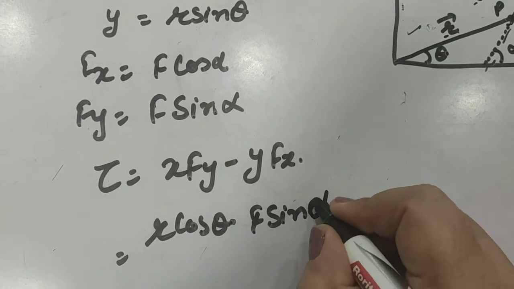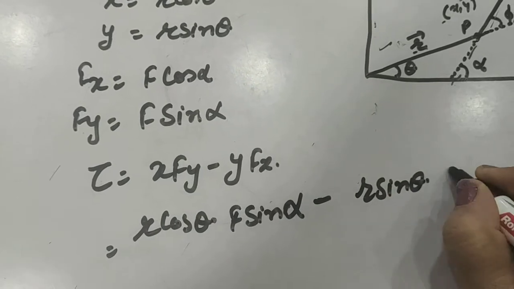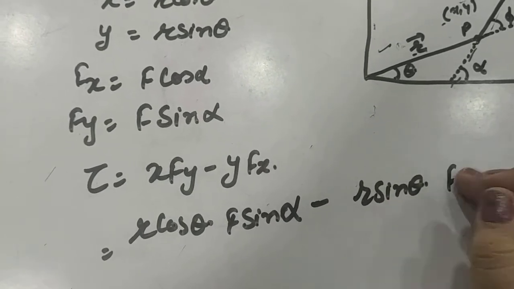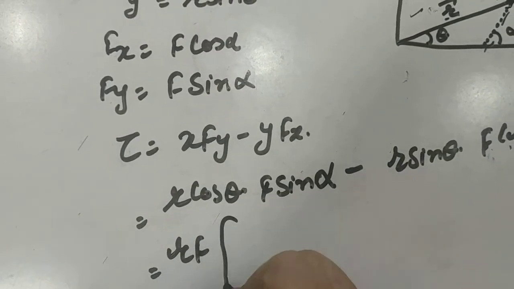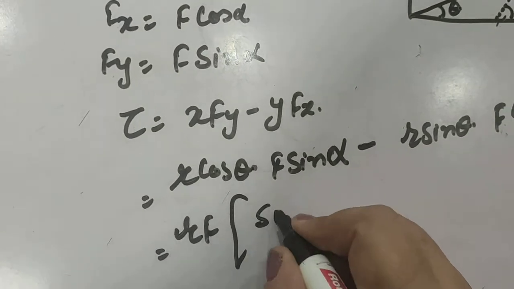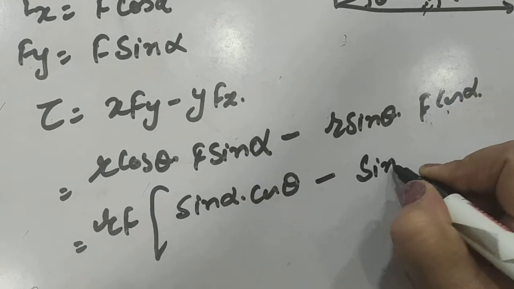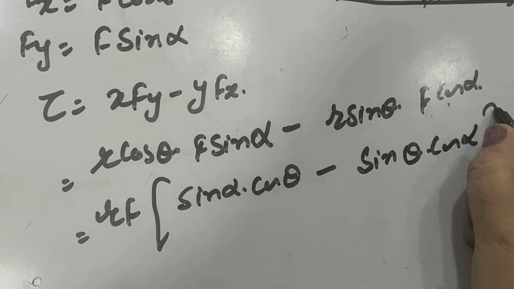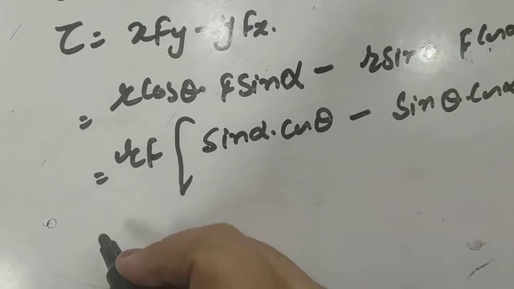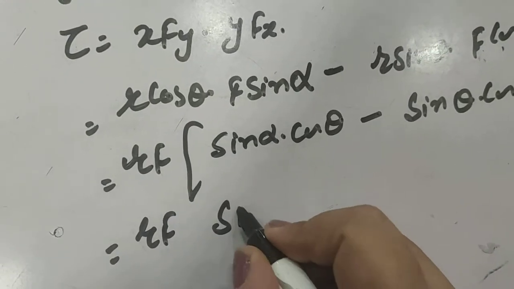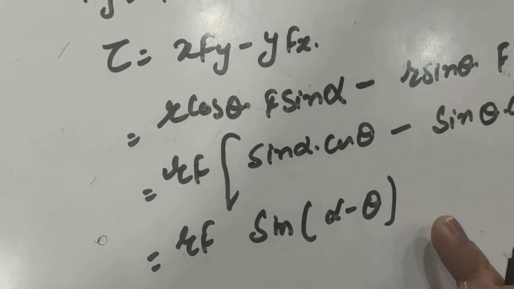So we write r cos theta into F sin alpha, minus y, which is r sin theta, into Fx, which is F cos alpha. Taking r and F common, this becomes rF times sin alpha cos theta minus sin theta cos alpha. Now by the trigonometric rule, this is the formula for rF sin of alpha minus theta.